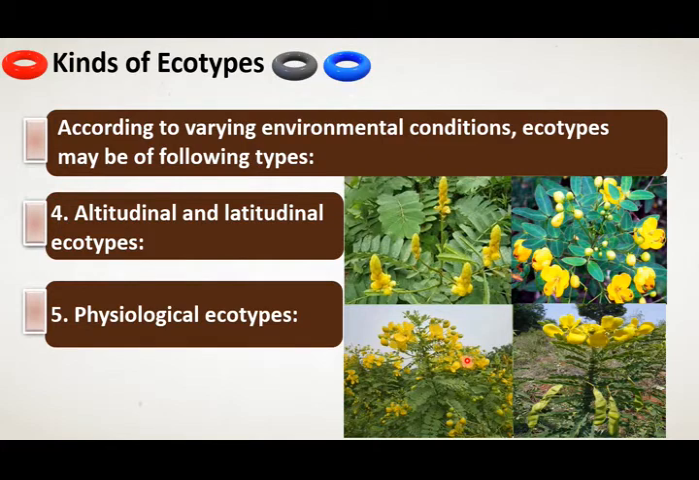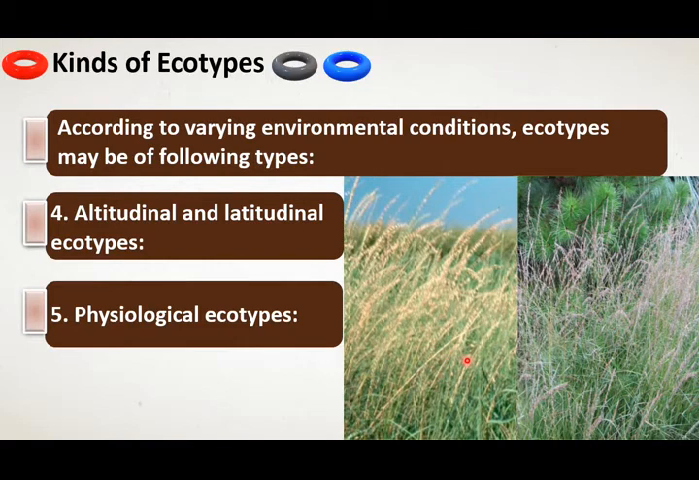For example, Bouteloua curtipendula. Now, this ecotype is a long day plant and this ecotype is a short day plant. The plant has modified itself so that flowering occurs in short day conditions, and the other has modified itself so that flowering occurs in long day conditions. So both are ecotypes of the species Bouteloua curtipendula.